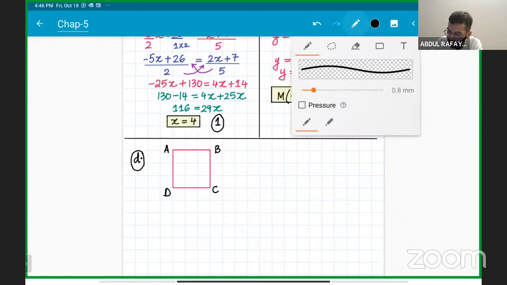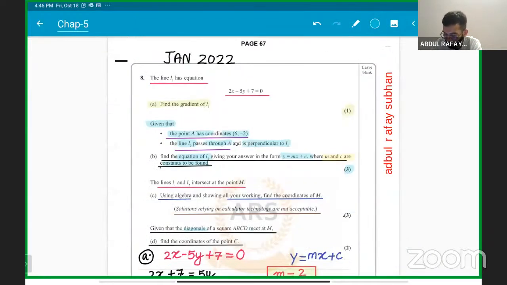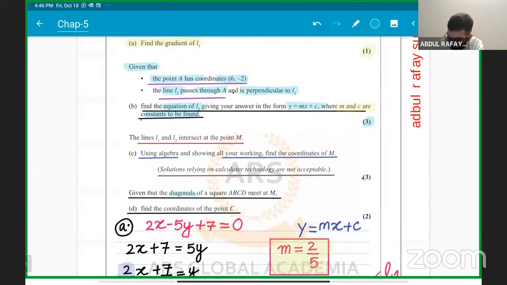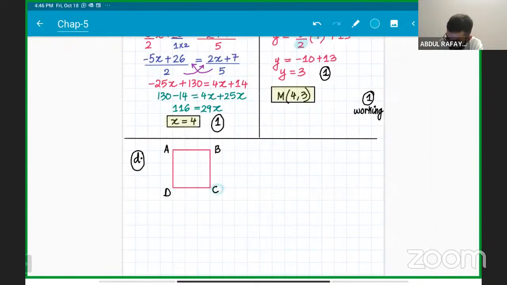So what they are asking, follow the requirement first. Make sure you know what is the requirement. They are asking find the coordinates of the point D. So sir, I have to find the coordinates of the point C. Sorry, apologies. I have to find the coordinates of the point C. We have to find C coordinates. C we have to find, students.